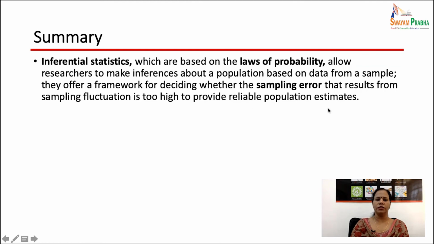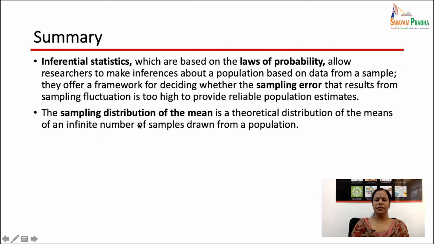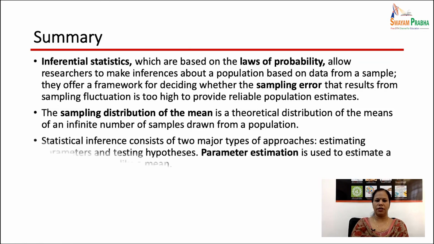The sampling distribution of the mean is a theoretical distribution of means of an infinite number of samples drawn from a population. So if we draw a number of samples from the population, that distribution is known as the sampling distribution. And I talked to you about the sampling standard error, where we find out how the sample means are deviating from the population, which is used in many tests of significance.